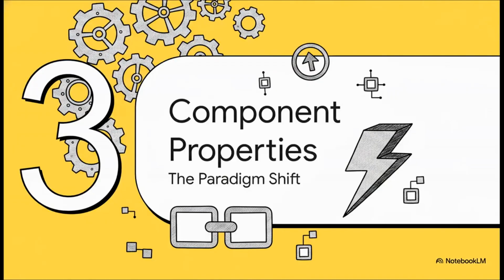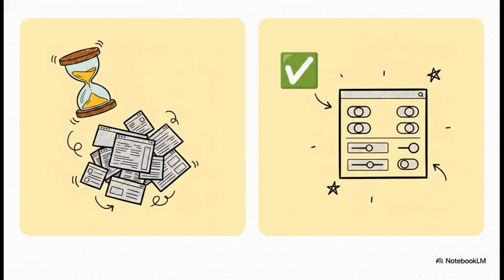Okay, Section 3. Figma component properties explained. This is the big paradigm shift. Listen, there is a real urgency here. Figma is officially deprecating simplified instances, and that happens on March 23, 2026. So moving forward, all component properties will be visible by default right there in the right panel.